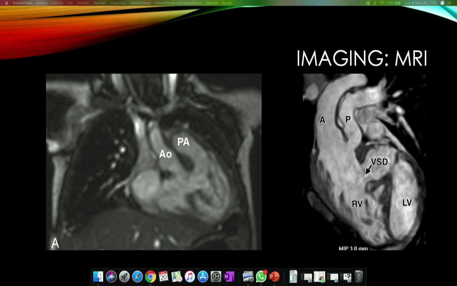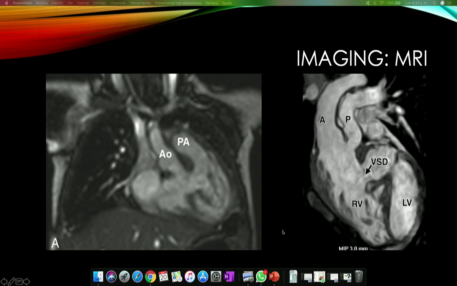This is because we can delimit precisely the anatomy, including the ventricular septal defect, the relationship with the semilunar valves, and the outflow tracts. For example, in this patient, we have an MRI, a coronal view, where we can see the outflow tracts of the aorta and the pulmonary artery, all of them arising from the right ventricle. Here we have an oblique sagittal image. And we also see the ventricular septal defect.